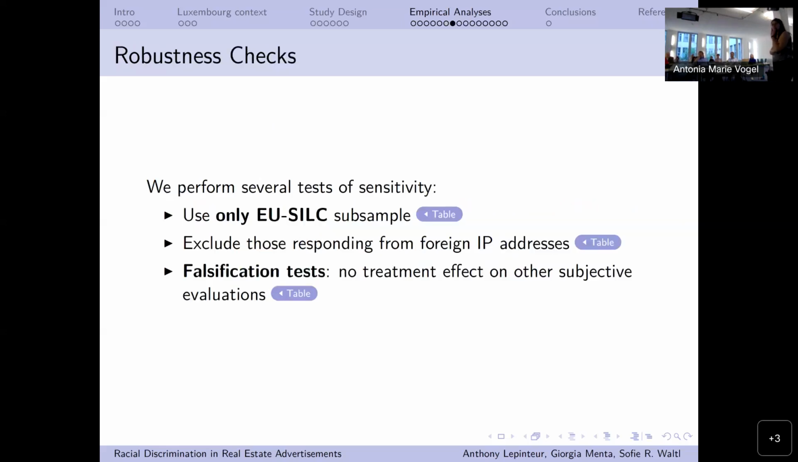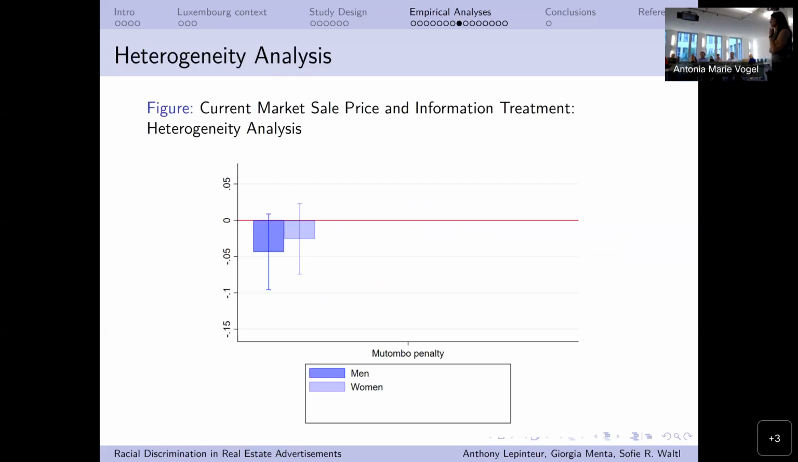Right. Then we do a lot of robustness checks, just to be sure that what we wanted to measure is really robust. And yeah, a lot of technical ones and things like that, and also falsification tests. And yeah, so everything is actually supporting that the Mutombo penalty we find is really there. But what I think is more interesting is the heterogeneity analysis.